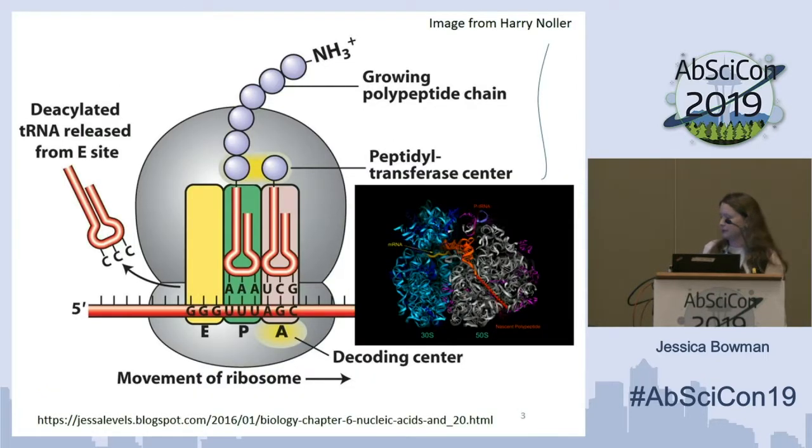So as many of you know, this is the ribosome. We have a large subunit. We have a small subunit. The small subunit is responsible for decoding. The large subunit contains the peptidyl-transferase center, which is the region of the ribosome in which the aminoacylated tRNA transfers the amino acid to the growing polypeptide chain.